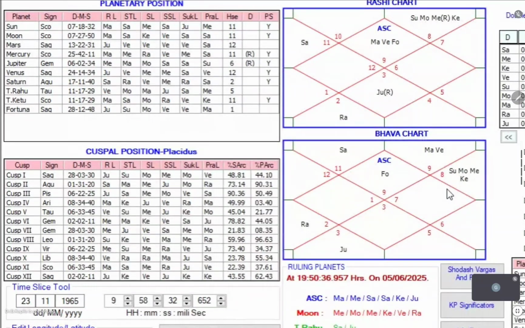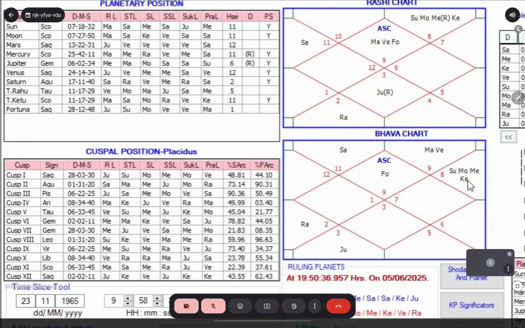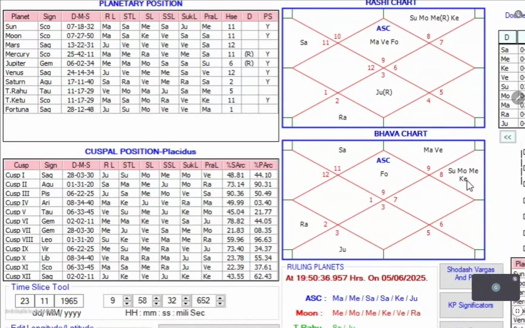If Sun appears here, we can fix above 50%. Moon appears here, we can fix above 50%. Mercury appears here, we can fix above 50%. Ketu appears here, we can fix above 50%. That is second rule. I pointed out that there is no specific rule.